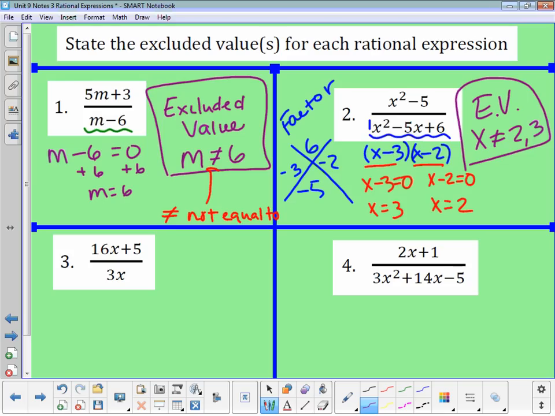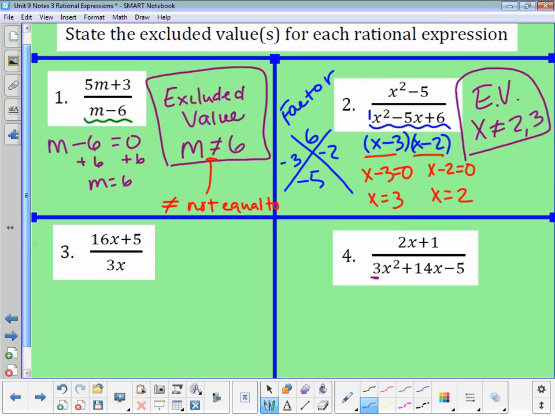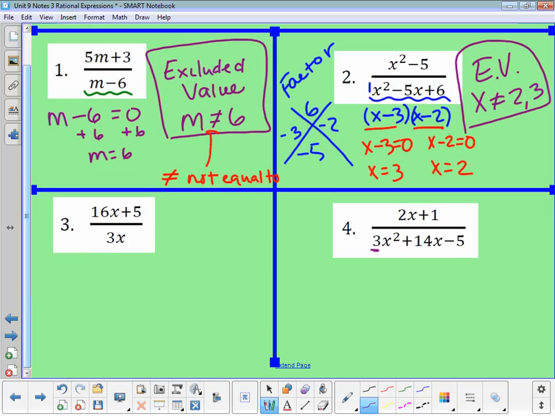I'm going to start out by helping you factor number 4, just so we can do that part together. Our a value is no longer 1, so that makes factoring a little more tricky. So I need to start setting up my x by multiplying the 3 times the negative 5, which is negative 15. So I want two numbers that multiply to negative 15 and add to positive 14.